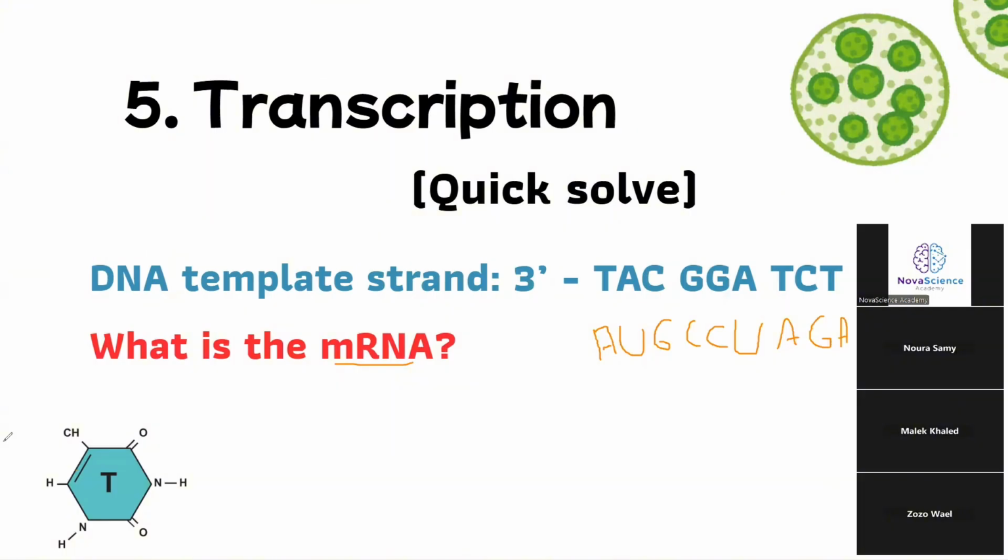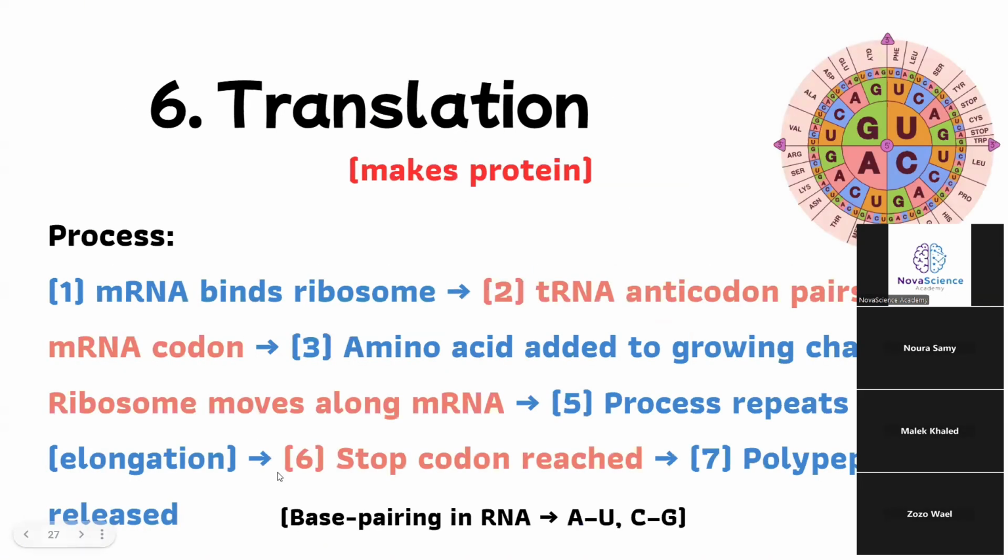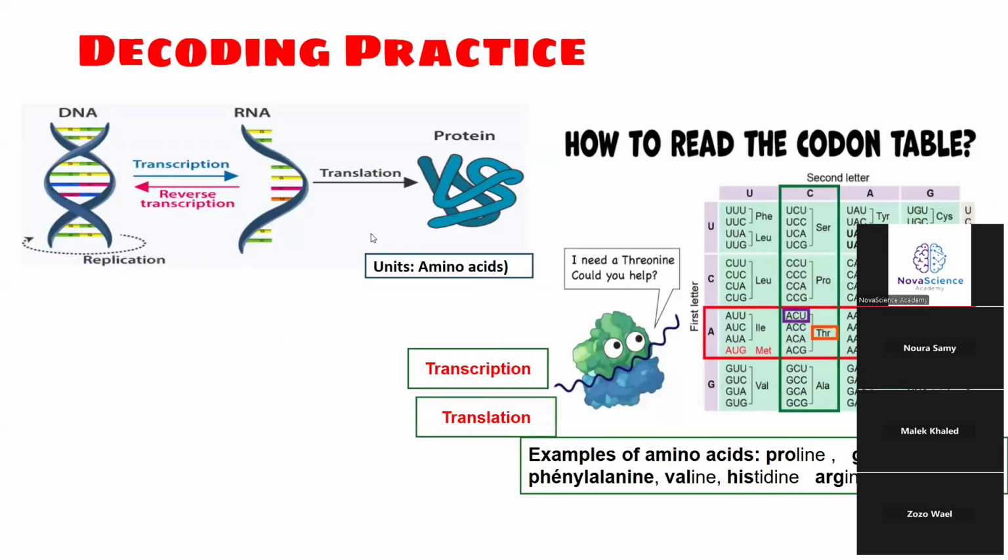What will happen next? This messenger RNA will leave the nucleus and go to the cytoplasm, to the ribosome, which has ribosomal RNA, bring the amino acids, and make the translation, to translate the messenger RNA to protein. What is the building block of the protein? Amino acids. We need to do decoding, translating the RNA nucleic bases into an amino acid sequence to make a long chain polypeptide protein.